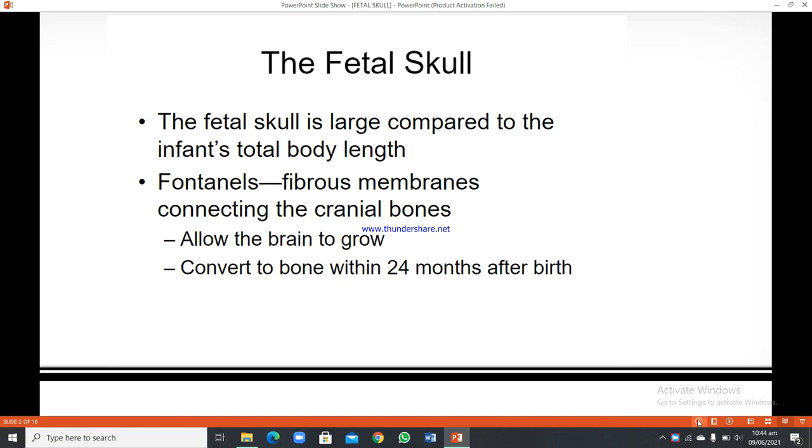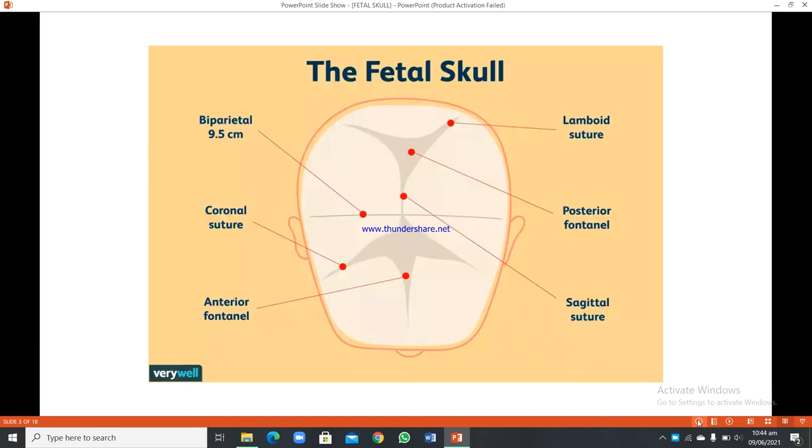Fontanelles are fibrous membranes connecting the cranial bones, allowing the brain to grow, and they convert to bone within 24 months after birth. This is a picture showing the fetal skull, that is the lambdoid suture. Biparietal is 9.5 centimeter, and then is the coronal suture. This is the anterior fontanelle, the posterior fontanelle, and the midline suture, which is the sagittal suture.